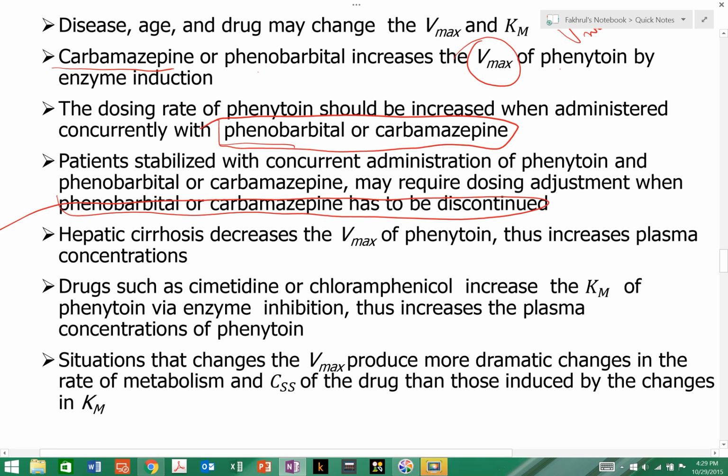Another disease, like hepatic cirrhosis, decreases Vmax. So when Vmax decreases, that means plasma concentration is going to increase.